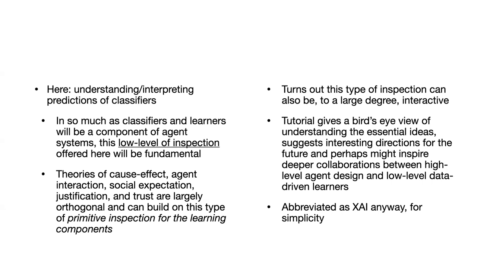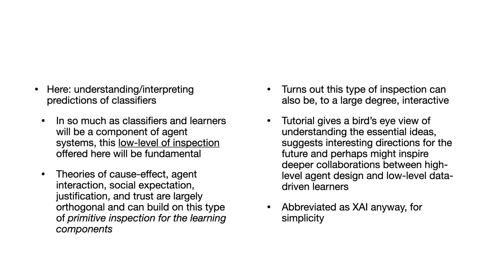So if there is a way for these high-level theories to connect to the low-level perception data, this is useful in terms of the correctness of the overall system. Okay. It turns out, anyway, as we will see in the tutorial, even this low-level flavor of inspection of the decision boundaries is also interactive in nature. And the tutorial really gives a bird's eye view of understanding the essential ideas. And hopefully it suggests interesting directions for you as a researcher to think about, okay?